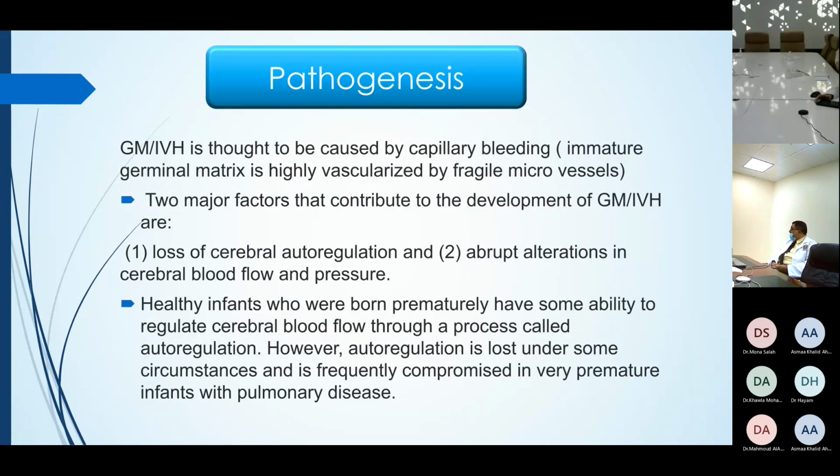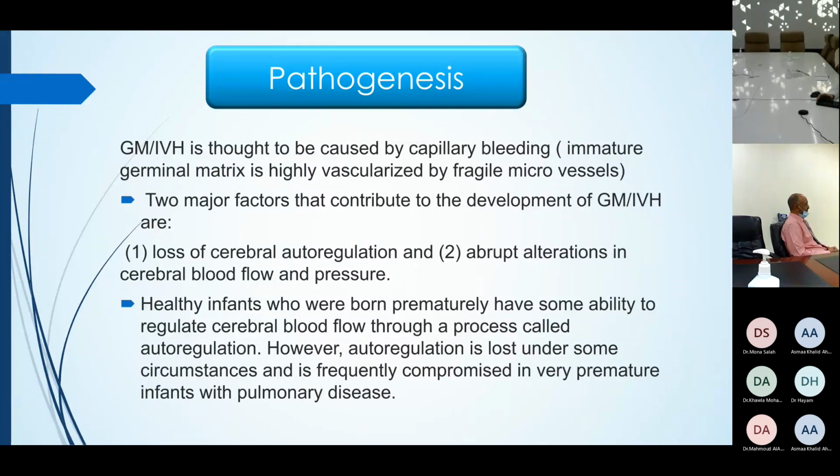Now we will talk first about pathogenesis. I will not go into the anatomy and pathophysiology; I will go directly to it. It is thought to be caused by capillary bleeding, as the immature germinal matrix is highly vascularized by fragile microvessels. Two major factors contribute to the development of IVH. The first is loss of cerebral autoregulation and abrupt alteration in cerebral blood flow and pressure.